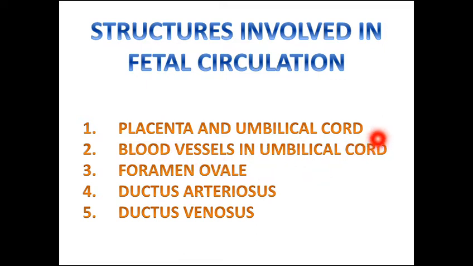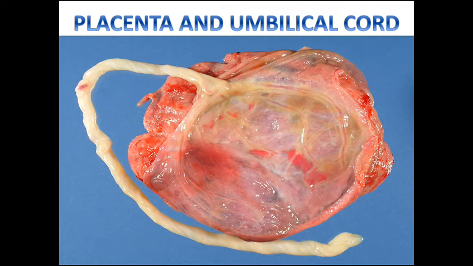These are the structures that are different from the postnatal circulation. All these structures you will never find in a postnatal or adult human body circulation, but they are found in the fetal circulation. So before going to the fetal circulation, we first need to understand these structures. We will be dealing with them one by one.